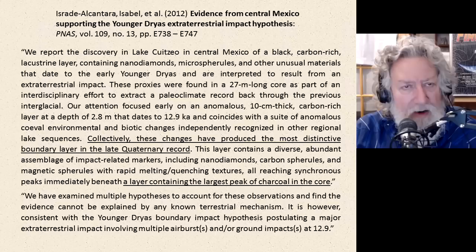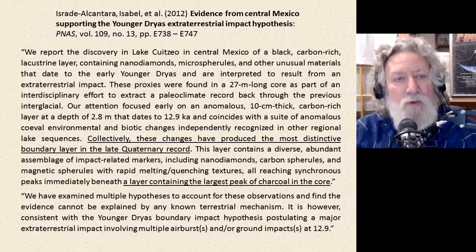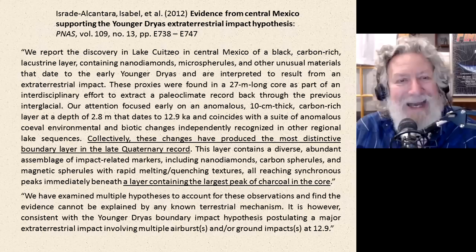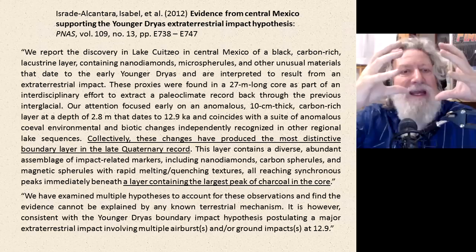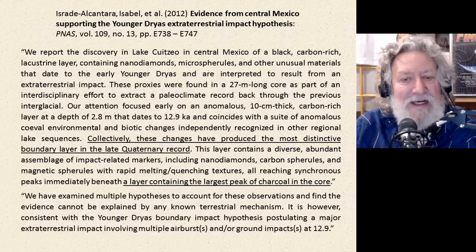So they say, again, I'll repeat that: "Collectively, these changes have produced the most distinctive boundary layer in the late Quaternary record. This layer contains a diverse, abundant assemblage of impact-related markers, including nanodiamonds, carbon spherules, and magnetic spherules with rapid melting/quenching textures," right? So in other words, the surface melts and then quickly recrystallizes. "All reaching synchronous peaks immediately beneath a layer containing the largest peak of charcoal in the core."